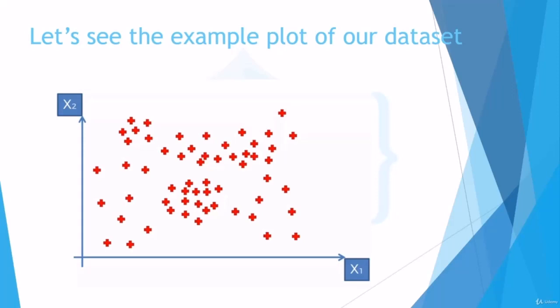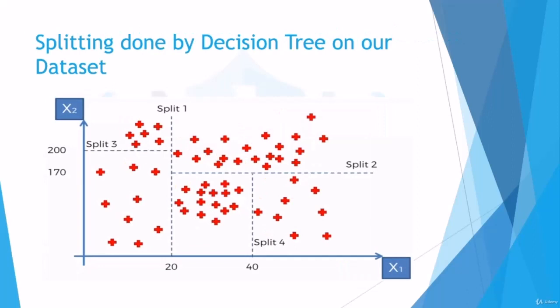So for this, the decision tree will apply its algorithm and split the data sets into different regions. So let's see how it splits the data sets. Now as you can see, it splits into 4 types. The first split is at x-axis 20. The second split is at y-axis 170. The third split is at 200, and the fourth split is at 40.